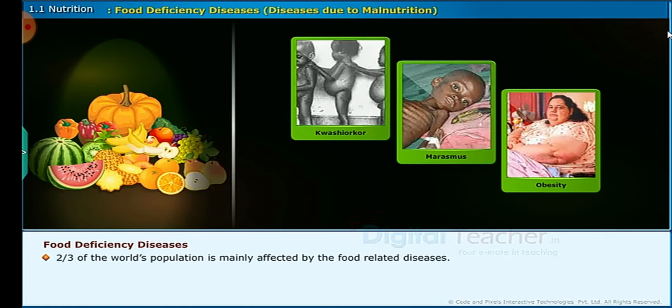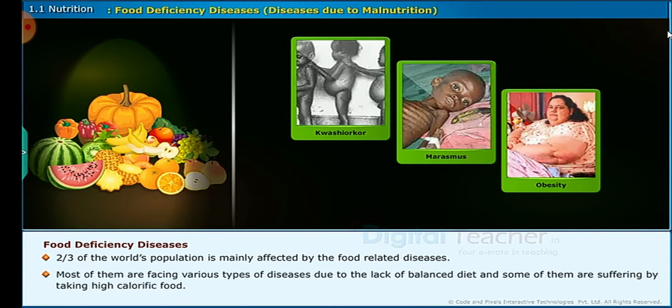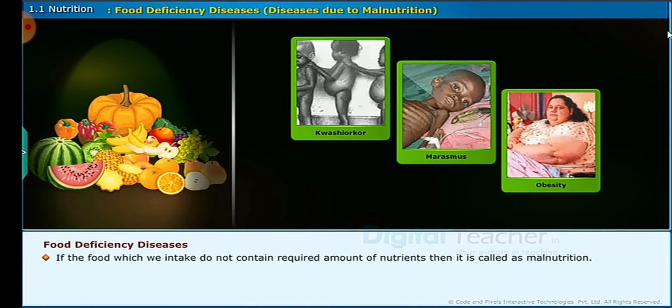Two-thirds of the world's population is mainly affected by food-related diseases. Most of them are facing various types of diseases due to the lack of a balanced diet, and some of them are suffering by taking high calorific food. If the food which we intake does not contain the required amount of nutrients, then it is called malnutrition.